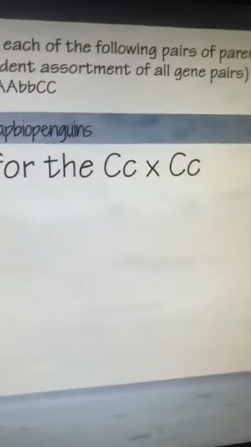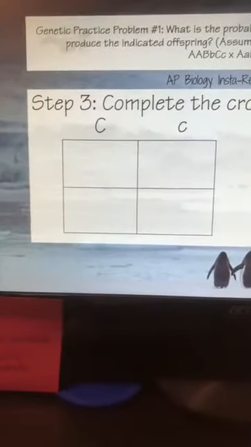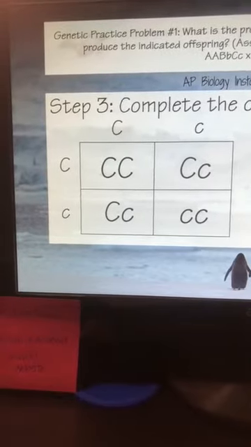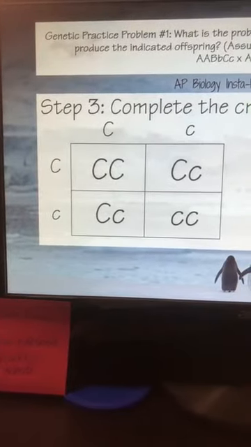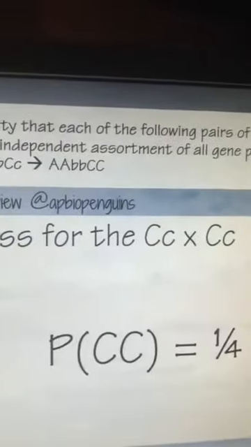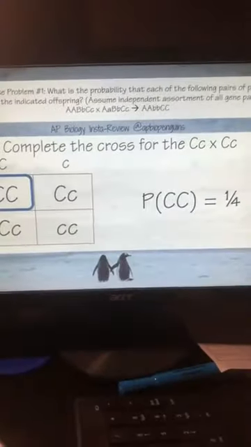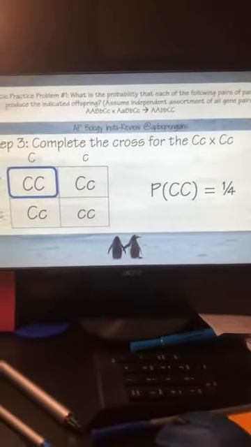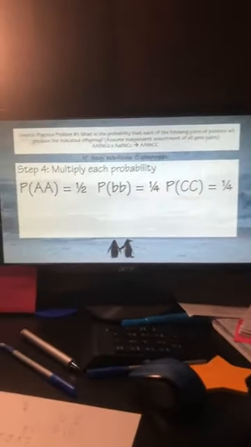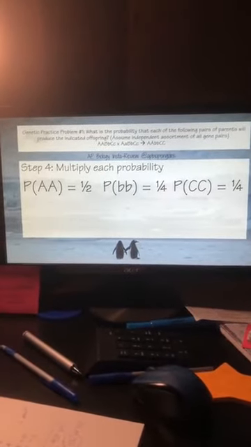And the last part, we now need to look at the heterozygous for the C allele. If we do that cross and fill it in, we end up getting one homozygous dominant, two heterozygotes, and then, of course, one homozygous recessive. Again, we're trying to figure out what the probability of a homozygous dominant is. So the probability of homozygous dominant gives you a 1/4 chance. The last thing I have to do is multiply these together, okay?